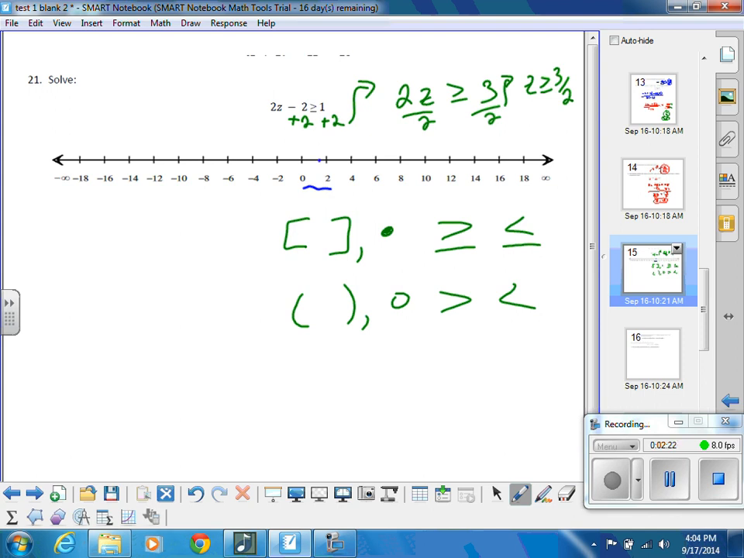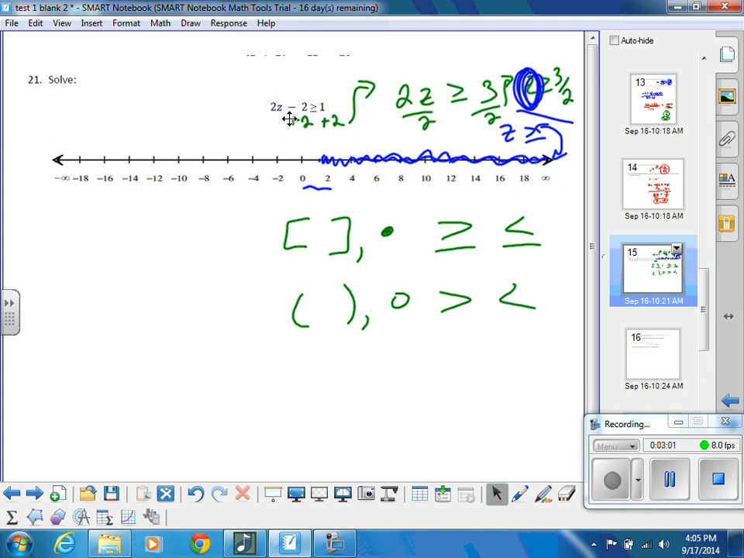Now I need to shade. If you notice here, this is saying z is greater than or equal, so all the z's bigger than 1 1/2 go on forever to infinity. Another trick, and this only works if your variable is on the left-hand side, not on the right-hand side: I have z is greater than or equal to. Notice how that arrow is pointing. You want to shade in that direction. That will always work if your variable is on the left-hand side. Now that I've done my shading, I can do my interval notation.